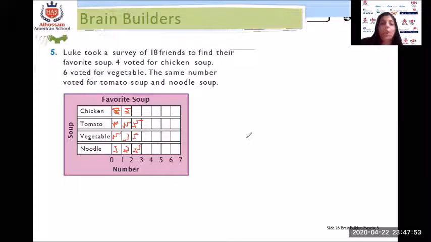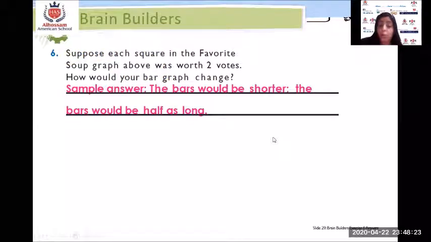Miss Ereny, why did you give us this question? Because I wanted you to focus on the key. The key is really important. It tells you the value of each vote, the value of each square, the value of each picture in a picture graph, the value of each tally in a tally chart. Okie dokie? All right. So the bars would be shorter. The bars would be half as long.